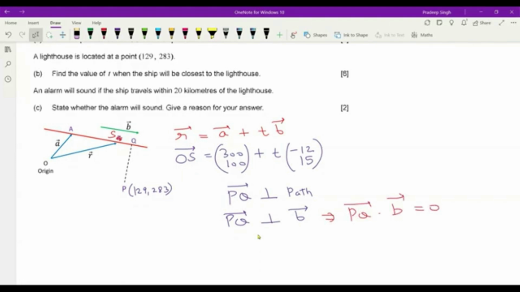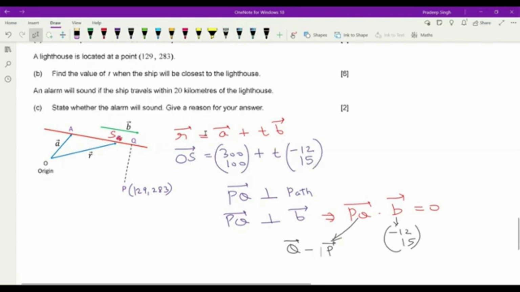So let's revise the concept. Whenever two vectors are perpendicular to each other, their dot product is always 0. The vector b we already have: (-12, 15). Let's write that down. But we need to identify the vector PQ. To find the vector PQ, we do Q minus P. Now, Q is the position of the ship on that particular line. For that, we can take the coordinates which we found in the first part, the vector OS.